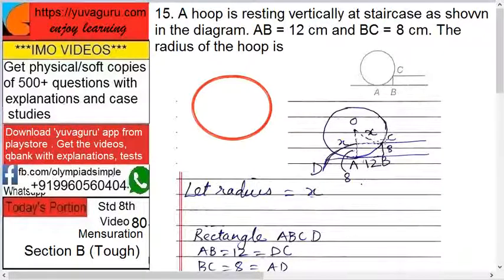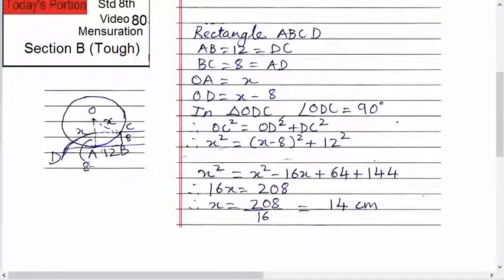Now what happens? This is 8, so this will also be 8. AD will also be 8. AB is 12, so DC will be 12, right? So now OA equals x and AD equals 8. So OD will be x minus 8, right?